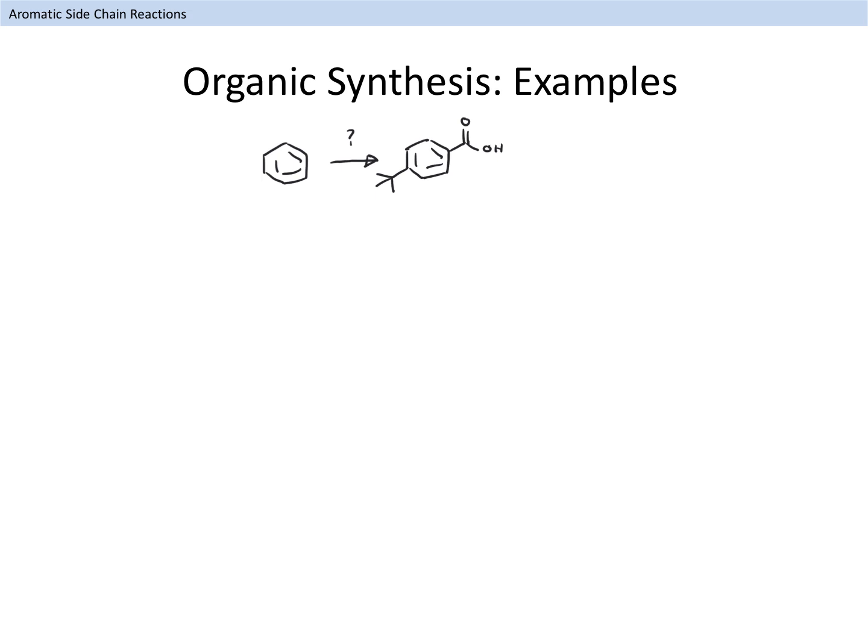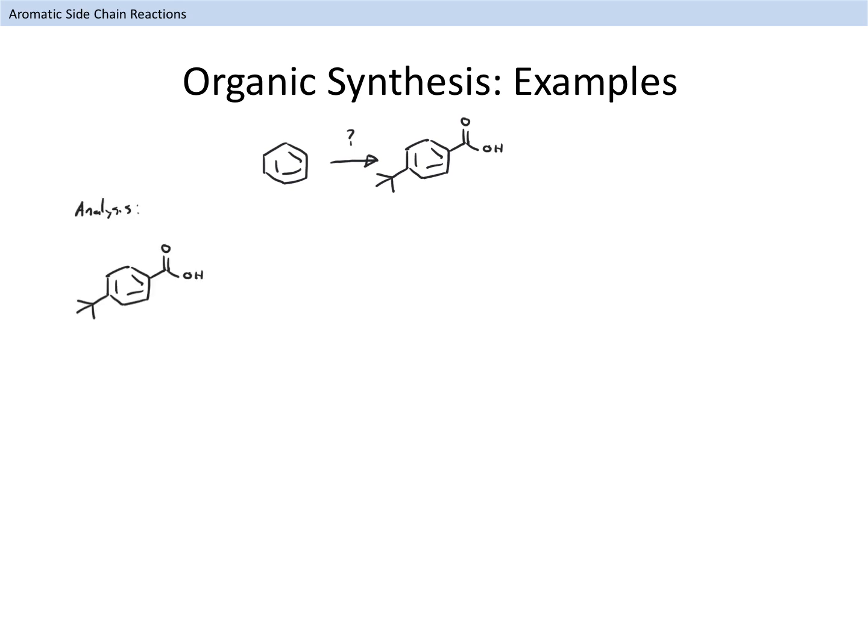For the second synthesis example, let's look at the conversion of benzene into 4-tert-butyl benzoic acid. Pause the video and take a few moments to plan out the reactions necessary to accomplish this transformation. When you unpause the video, we will review the solution. Go ahead and pause the video now. Ready to look at the solution? Alright, let's take a look.